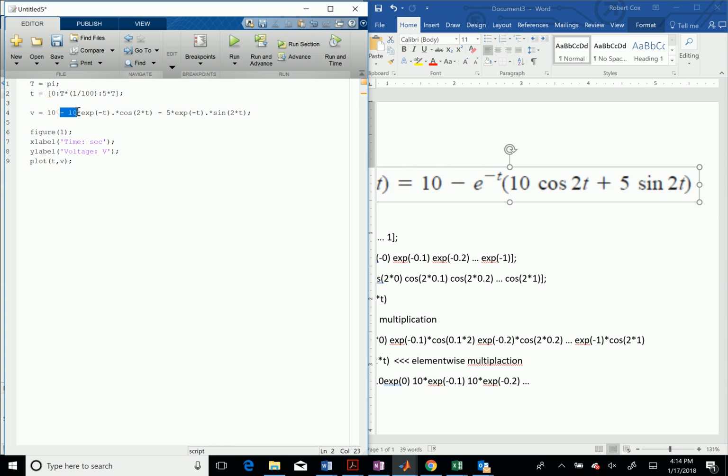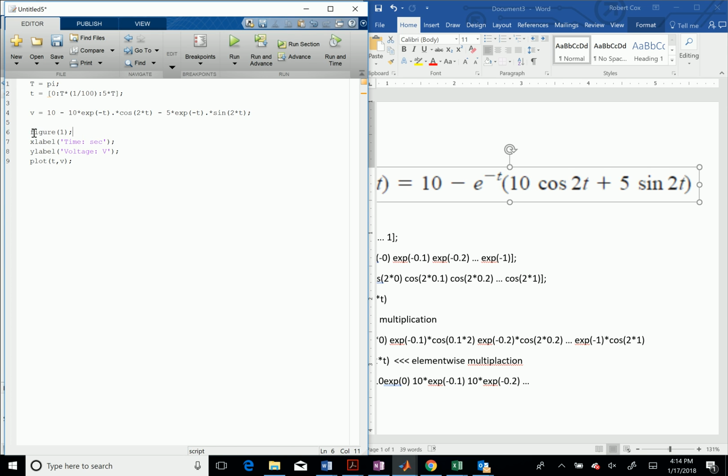I have minus 10 times exponential minus t, and then I do this dot multiply with cosine 2 times t. Okay, and then over here I have minus 5, which is from the second term, exponential minus t times sine of 2 times t. Okay? I define that voltage vector.